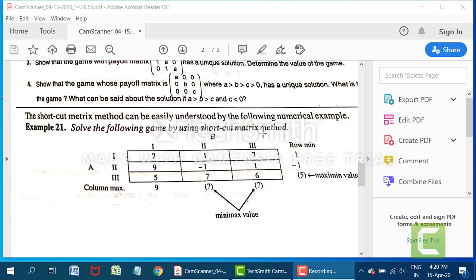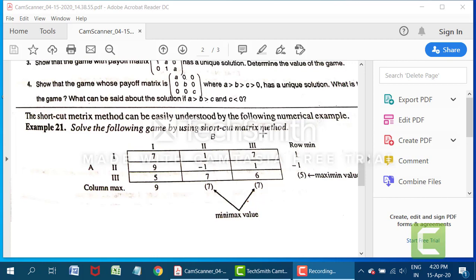First of all, you verify whether the rules of dominance are applicable here. Is any row dominating another row? No row is proved to dominate the other row. And similarly, no column is proved to be dominating the other column. So in that case, by applying the rules of dominance, you cannot reduce the game.